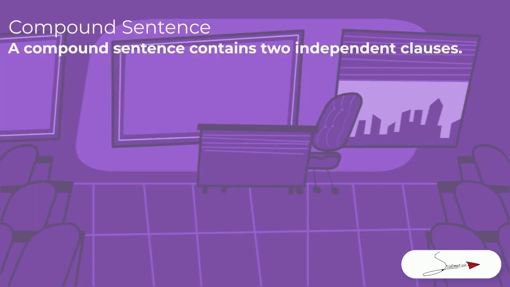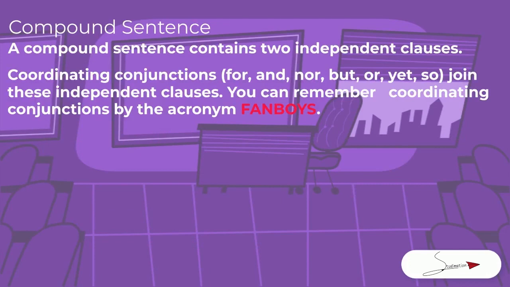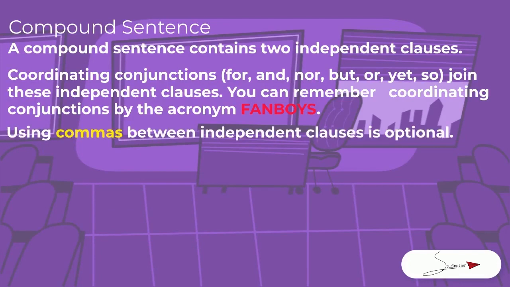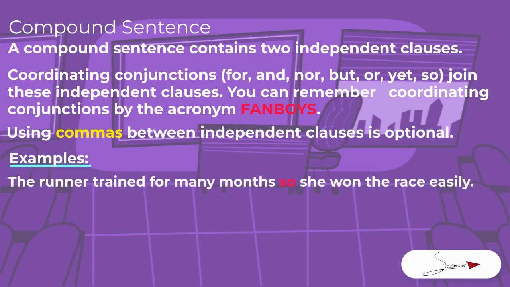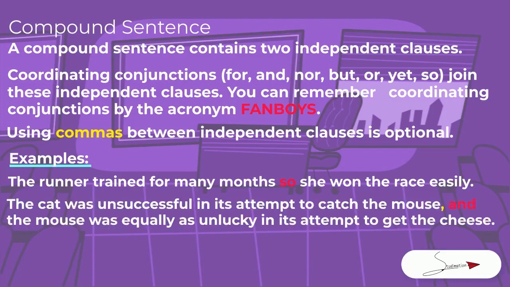A compound sentence contains two independent clauses. The conjunctions for, and, nor, but, or, yet join these independent clauses. You can remember these conjunctions by the acronym FANBOYS. Using commas between independent clauses is optional. Examples: the runner tried for many months, so she won the race easily. The cat was unsuccessful in its attempt to catch the mouse, and the mouse was equally unlucky in its attempt to get the cheese.